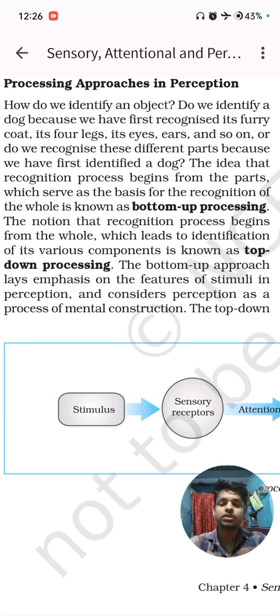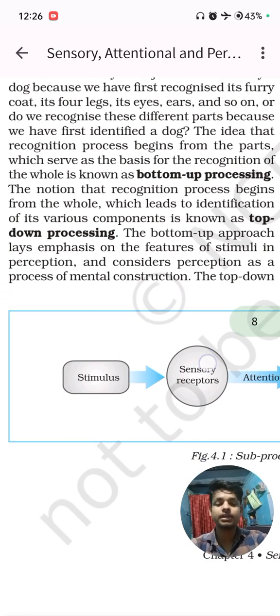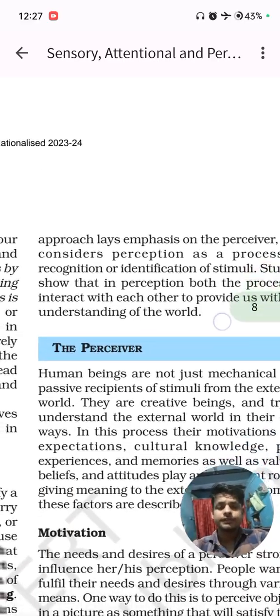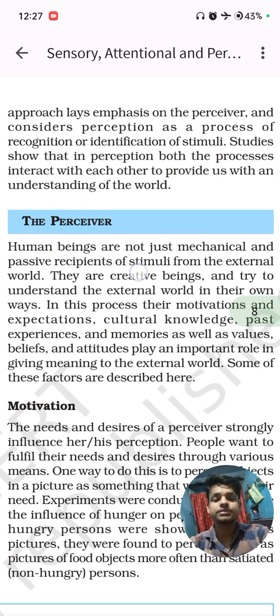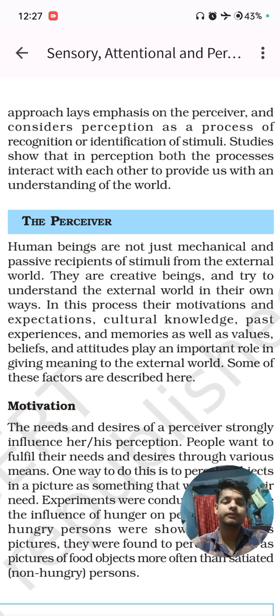The notion that the recognition process begins from the whole, which leads to identification of its various components, is known as top-down processing. The bottom-up approach lays emphasis on the features of the stimulus in perception and considers perception as a process of mental construction. The top-down approach lays emphasis on the perceiver and considers perception as a process of recognition or identification of a stimulus. In actual process, both processes interact with each other to provide us with an understanding of the world.